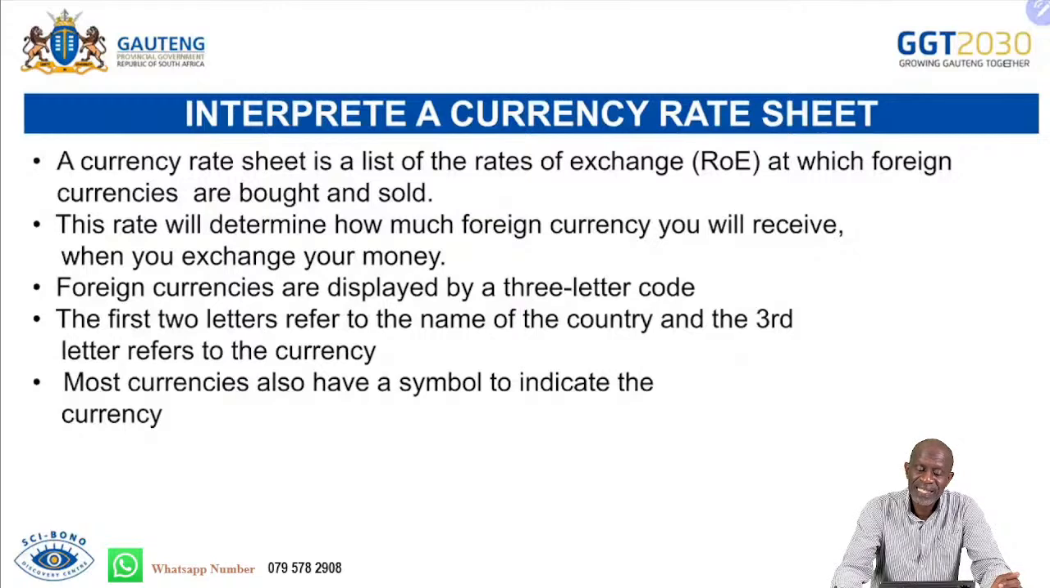Foreign currencies are displayed by a three-letter code that you must also bear in mind. The first two letters refer to the name of the country, and the third letter refers to the currency. Most currencies have a symbol to indicate the currency.